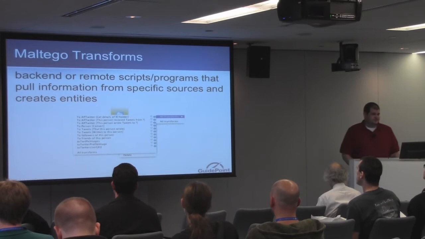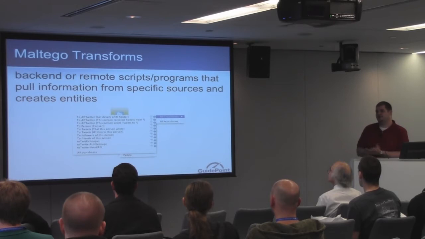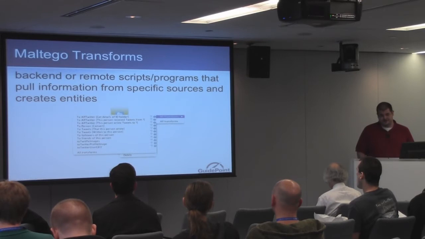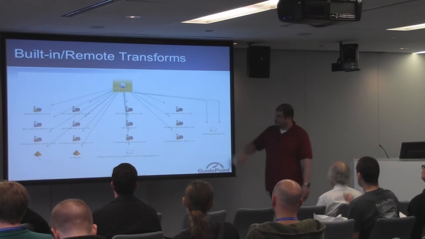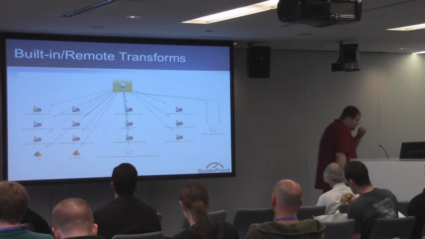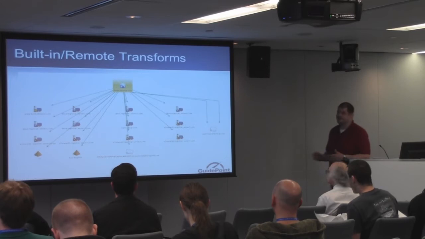So, a quick rundown on Maltego transforms. They're back-end code or remote code that gathers the data and outputs it into a Maltego graph. At a high level, it creates what are called entities, and every one of these items you see on this sample graph is an entity, right? So BSidesBoston.com, that's an entity. Everything else in this graph is an entity. And it shows relationships, right? So I can see these are built-in transforms.